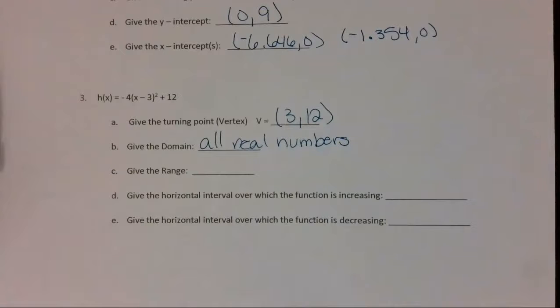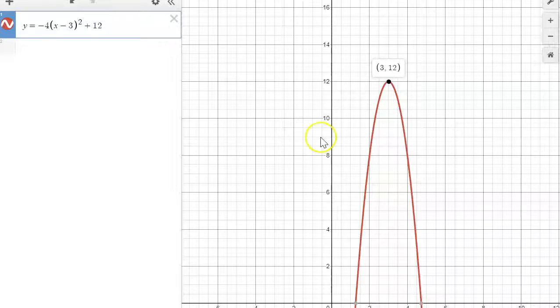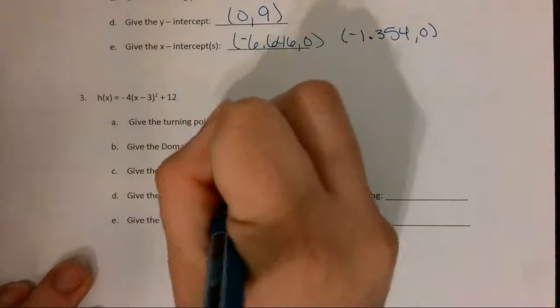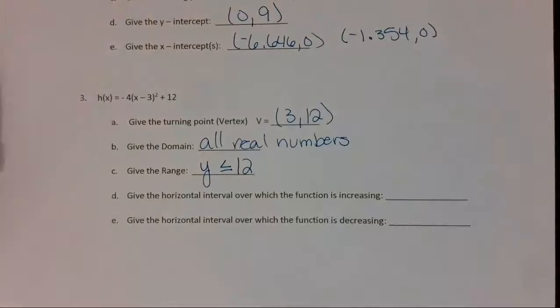Then I want to find my range. So if I go back to my graph, it has a high point of 12, and then all my y values are below that. So my range is going to be y is less than or equal to 12, because it can be 12.